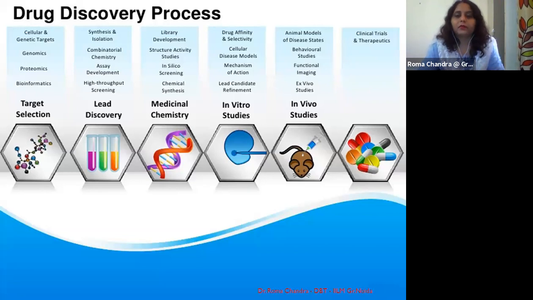And the moment we have gone with the structure prediction, now we will go with the selection of lead compounds. Lead compounds are those compounds which have the suitable properties which will ultimately help us to treat the disease.